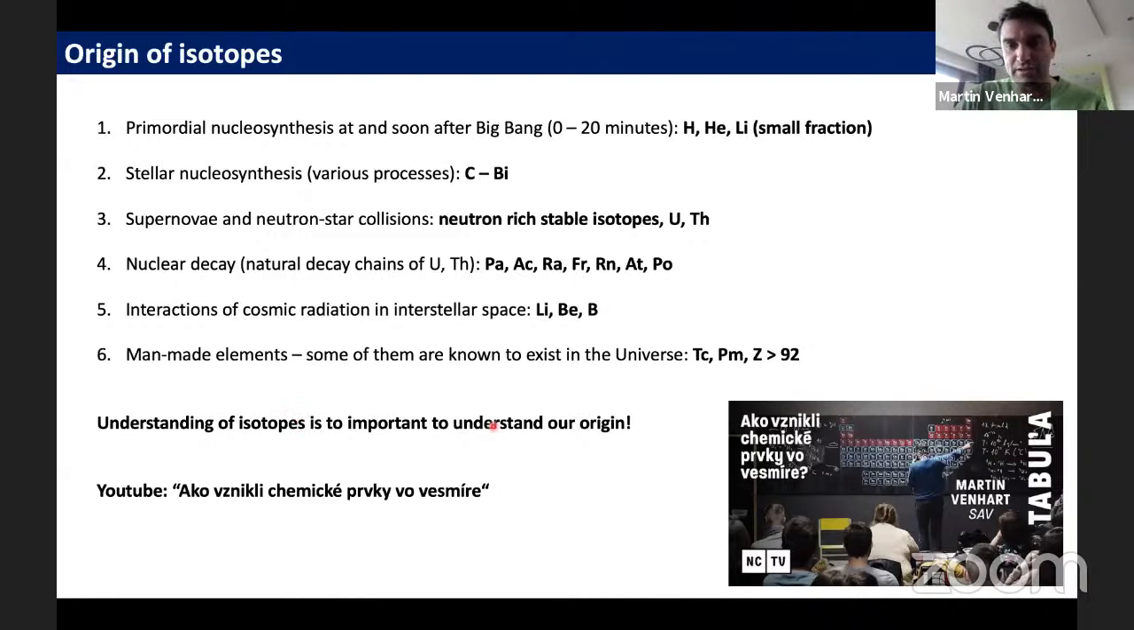So, if you want to learn something more about the processes that create the elements, I refer to YouTube. Where is my lecture? It's in Slovak. It was made just before the start of the pandemic with the collaboration between Slovak Academy of Sciences, Comenius University, and Slovak University of Technology. It's called Tabula or Blackboard. In this lecture I explain step by step how the Mendeleev table appeared.